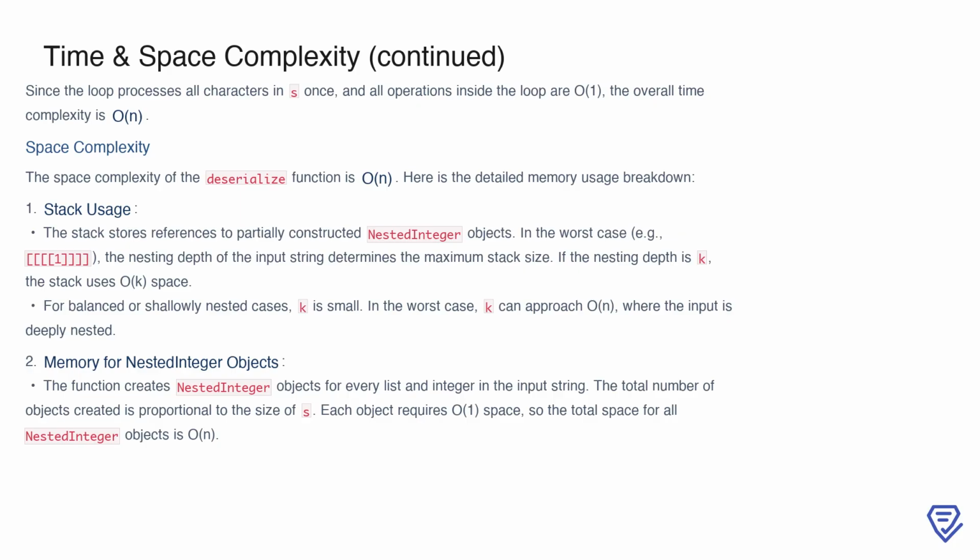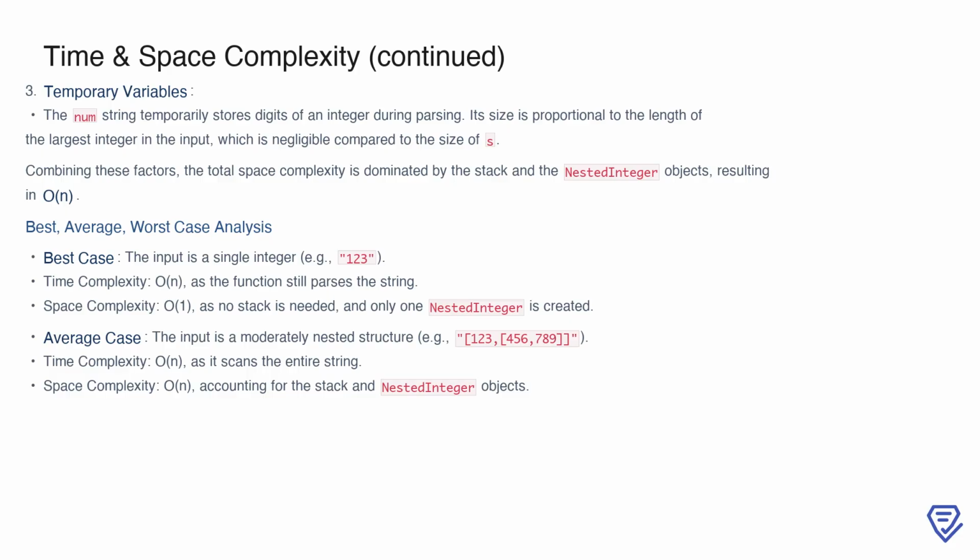On the other hand, for shallowly nested or balanced inputs, the stack depth remains small, contributing less to the overall memory usage. Additionally, the function creates nested integer objects for each list or integer found in the input. Since the total number of these objects is proportional to the size of the input string, the memory required for storing these objects also scales linearly with n, contributing O(n) to the space complexity. Temporary variables, such as the number string, also contribute to space usage, but their impact is minimal compared to the overall size of the input.